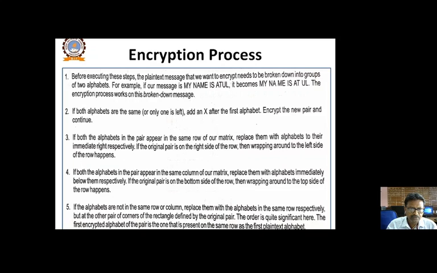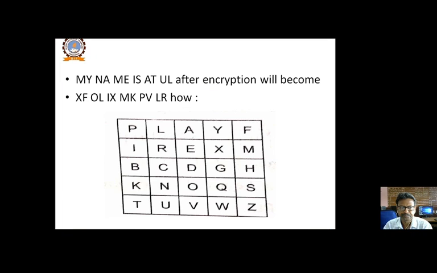We have to be very cautious about learning this process. If both the alphabets in the pair appear in the same row of the matrix, we will replace them with the alphabets immediately to their right respectively. And how is it done? Let us see. We have to replace MY. Now, let us take an example which suits it: ME. Let us take the example ME.